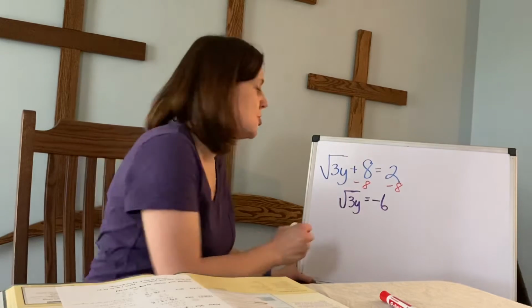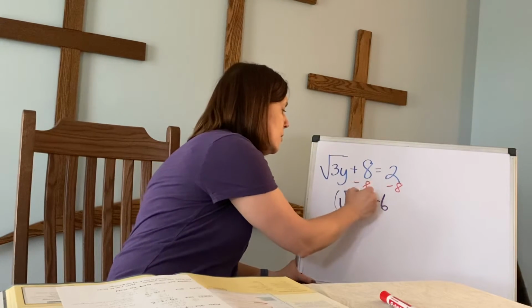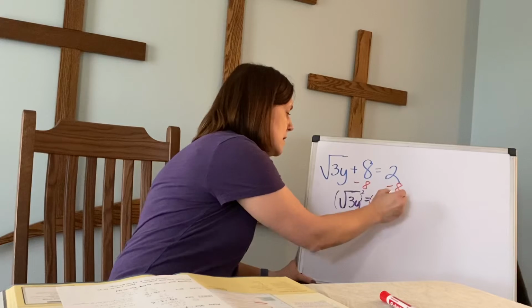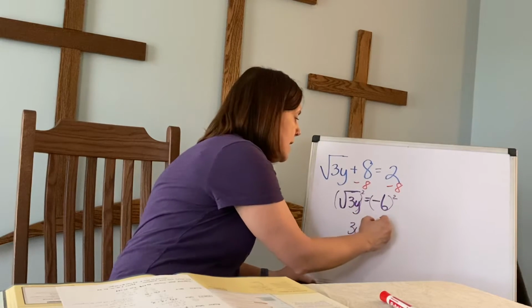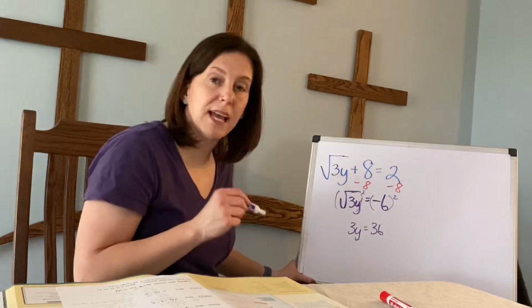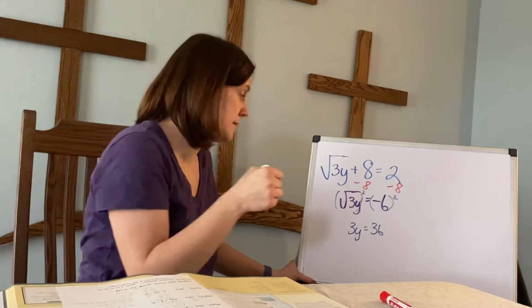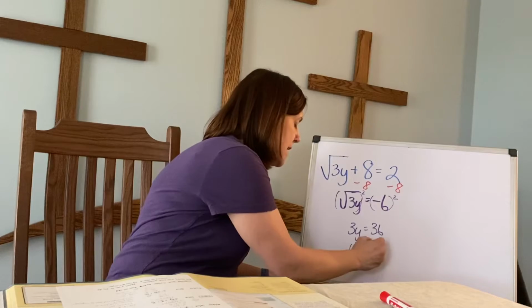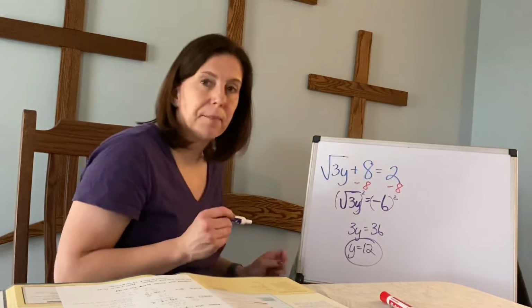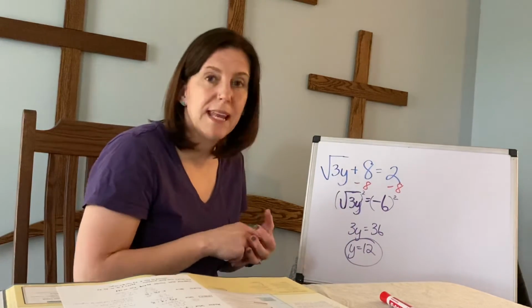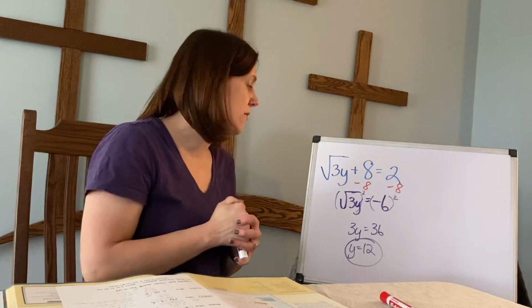Step 2 is to square both sides. That gives me 3y equals 36, because negative 6 times negative 6 is positive 36. My last step is to divide both sides by 3. Okay, so I get as a possible solution y equals 12.